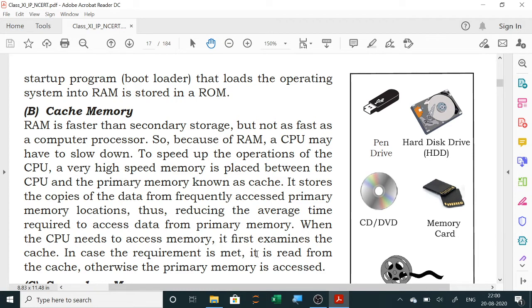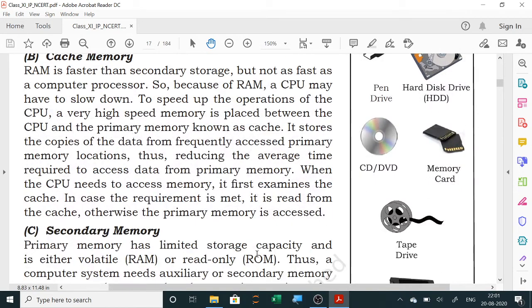It stores the copies of the data from frequently accessed memory locations, thus reducing the average time required to access data from primary memory. When the CPU needs to access memory, it first examines the cache. In case the requirement is met, it is read from the cache, otherwise, the primary memory is accessed. So, this is your cache memory. Just to increase the speed of the computer, the CPU uses cache memory, in which the data which is required instantly is stored.